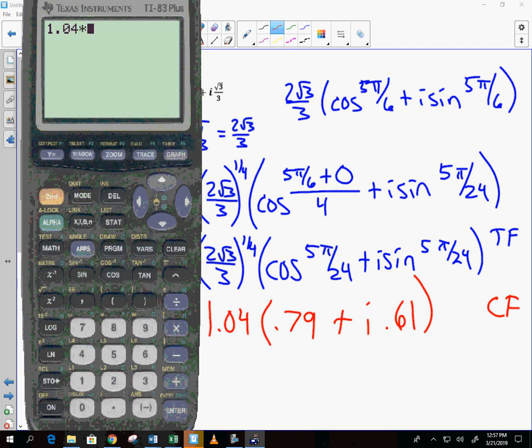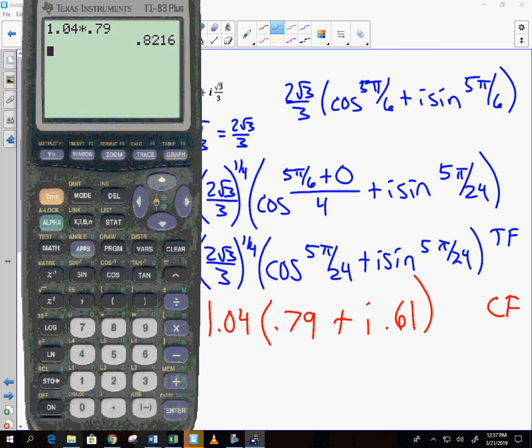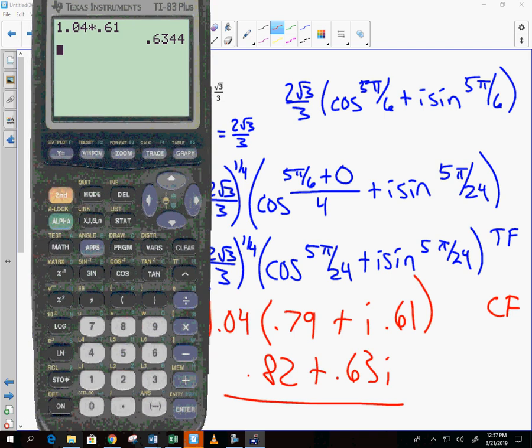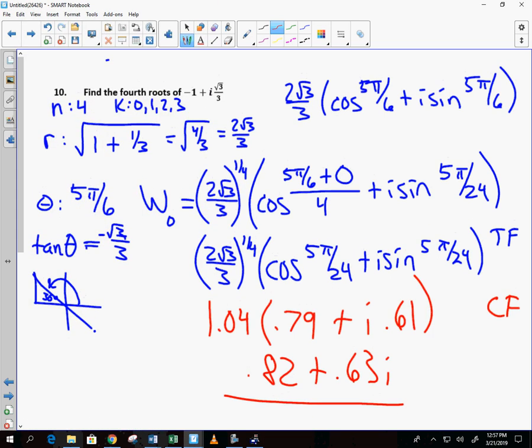So now I'm going to distribute this 1.04 times a 0.79, and I get 0.82. And then the 1.04 times the 0.61, and we get 0.63i. And that then is complex form as a decimal. What does it even mean? Close. If I multiply by itself 4 times, I will come up with that thing right there.